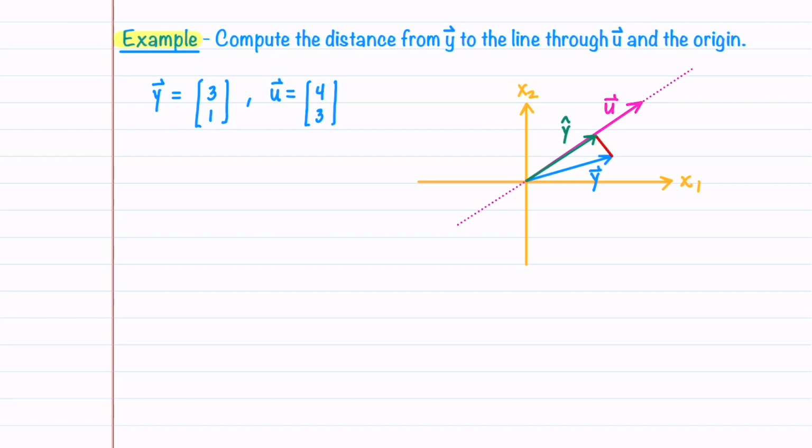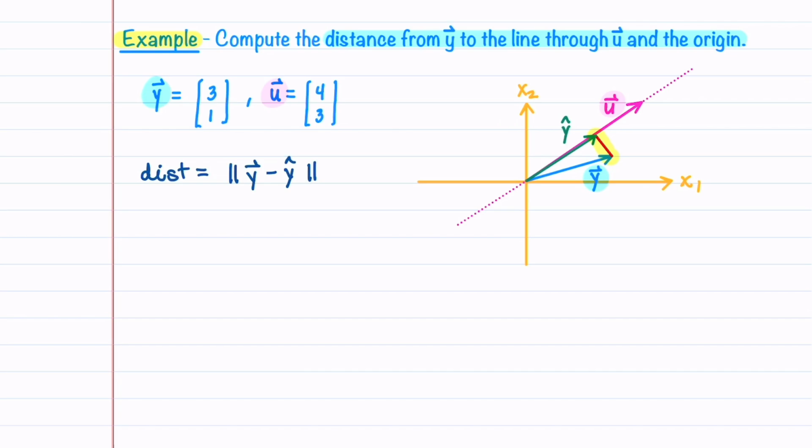Let's now look at an example where we're going to compute the distance from a vector y to a line through u and the origin. We're given y and we're given u. On the right, I've drawn these two vectors. We have vector y, and then we have vector u, and we have a line through vector u and the origin. The distance that we want to compute is this distance right here. This distance is the magnitude of the difference between y and y hat.